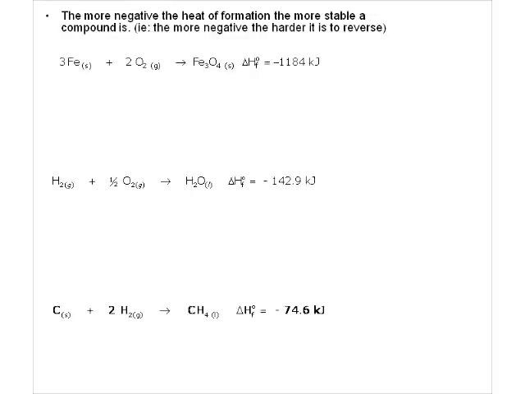Here we've got three different chemical reactions. Which one is more stable? In other words, which one is more negative? Which one is harder to reverse? All right. What we're doing here is looking at the signs of their delta H values. This one is going to release 1100 kilojoules. This one only releases 142. This one down here only releases 74.6.